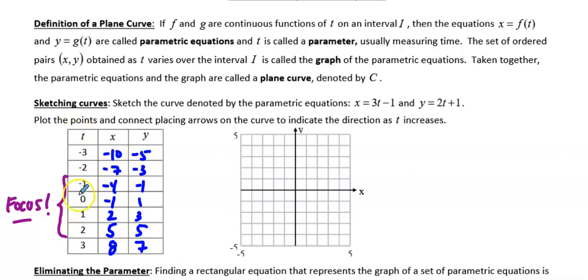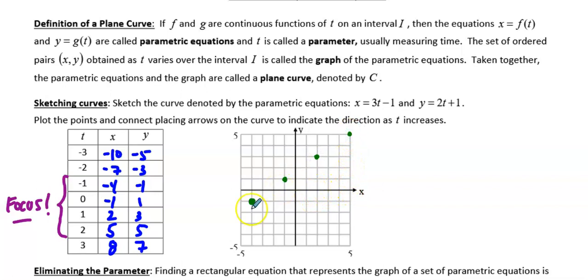I'm going to take the t values and plot them over here, but I'm only going to plot these four. When t is equal to -1, x is going to be -4 and y is going to be -1. When t is equal to 0, this is going to be -1, 1. And this is not time. This is just another variable. It's called the parameter, because t is okay to be negative. Then 2, 3, and then 5, 5.